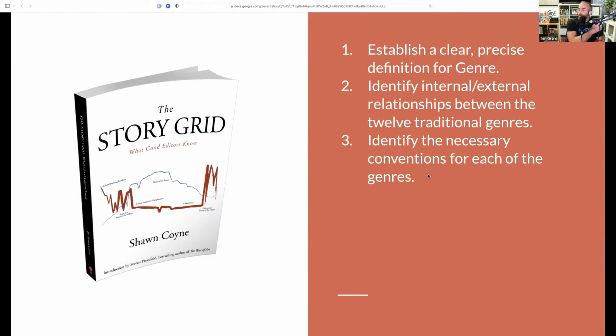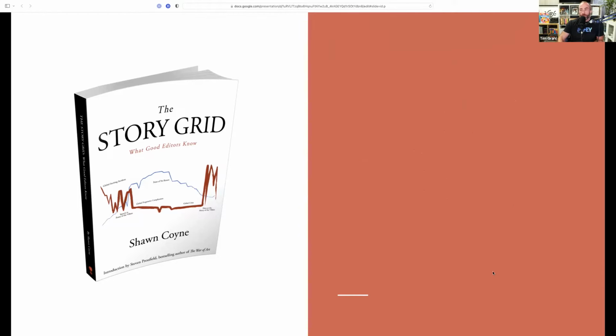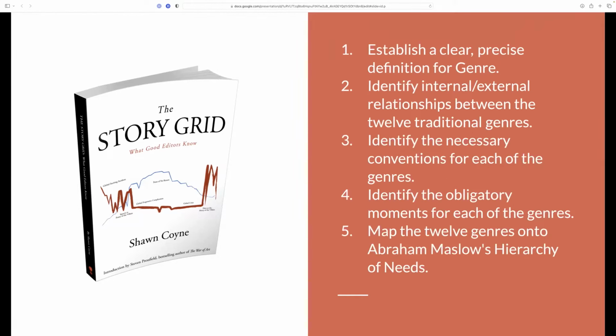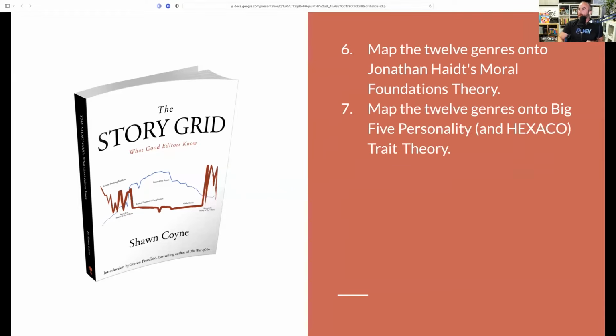He identified the necessary conventions for each of the genres and the obligatory moments for each of the genres. And he was the first to map the 12 genres onto the Maslow's hierarchy of needs. And this, again, was a big breakthrough in my understanding. He also mapped the 12 genres onto Jonathan Haidt's moral foundations theory and mapped them onto the big 5 personality traits.